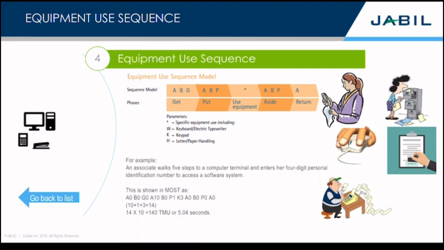For example, an associate walks 5 steps to a computer terminal and enters her 4-digit personal identification number to access a software system. This is shown in MOST as A0, B0, G0, A10, B0, P1, K3, A0, B0, P0, A0. 10 plus 1 plus 3 equals 14. 14 times 10 equals 140 TMU, or 5.04 seconds.